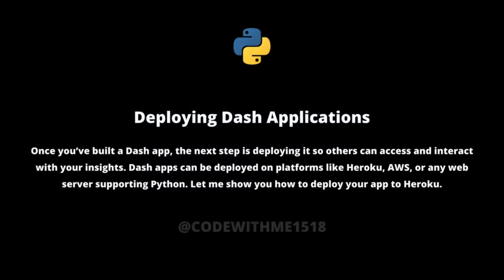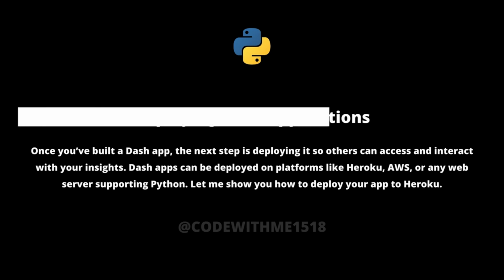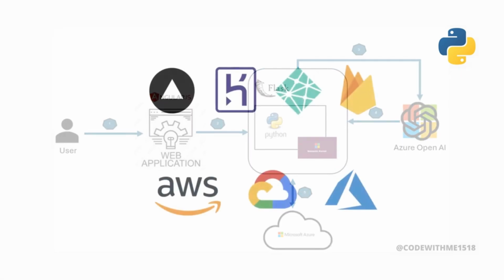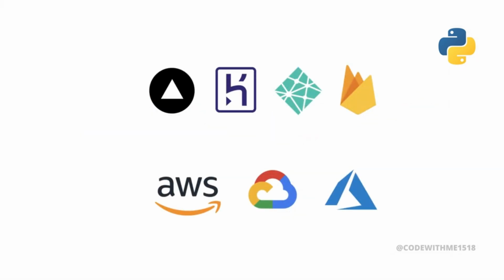Once you've built a Dash app, the next step is deploying it so others can access and interact with your insights. Dash apps can be deployed on platforms like Heroku, AWS, or any web server supporting Python. Let me show you how to deploy your app to Heroku.